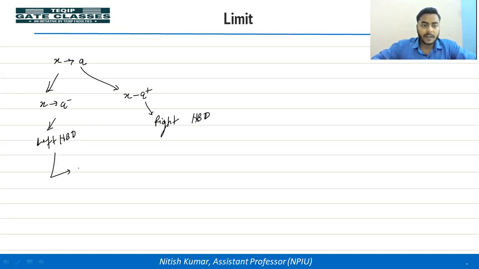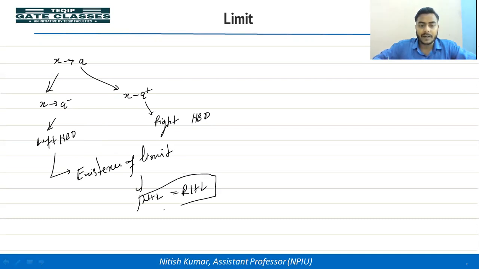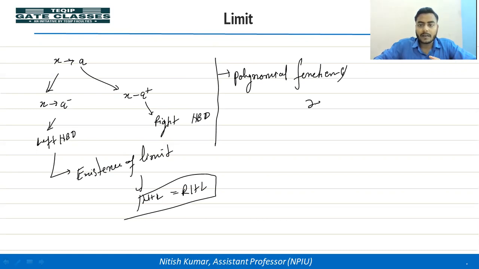I also discussed the meaning of the existence of a limit: when the left-hand limit is equal to the right-hand limit, then we can say the limit exists. I also discussed some properties of limits: the sum rule, multiplication rule, and quotient rule. And I discussed how to calculate a limit in the case of a polynomial function and a rational function.